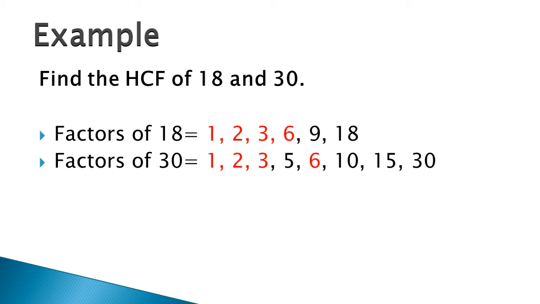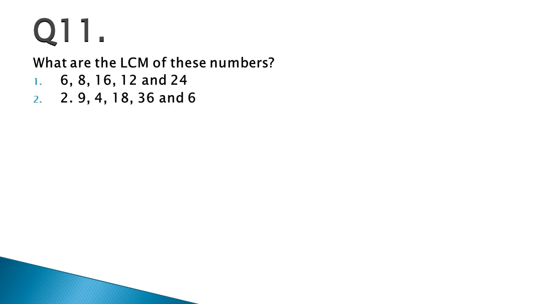The common factors are highlighted in red. So we have 1, 2, 3 and 6 as the common factors. However, out of all the common factors, 6 is the highest. So the highest common factor, or HCF, of 18 and 30 is 6.